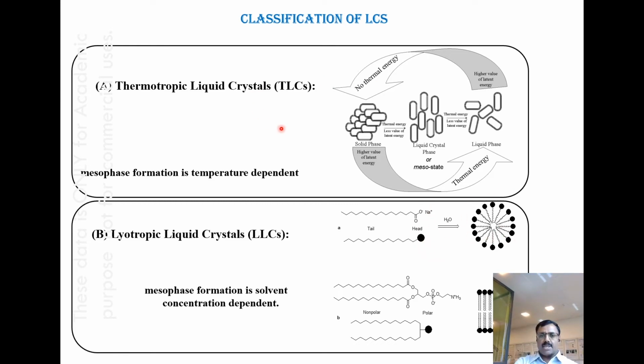But in thermotropic liquid crystals, a mesophase is formed either at room temperature or by giving a little bit of thermal energy, nothing but giving temperature. So in the solid state, if you give small thermal energy, the molecules come to the liquid crystal state, and if you further heat it, it goes to the liquid state. And when you remove the thermal energy, again the molecules come to the liquid crystal state and go to the solid state. It is a vice versa process.